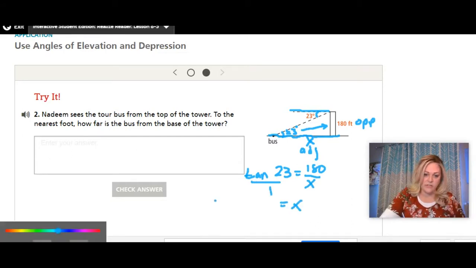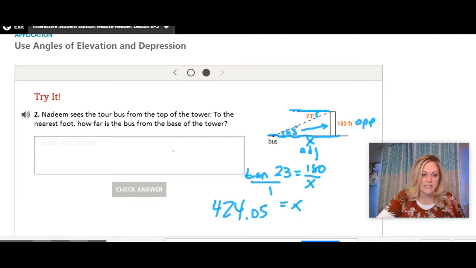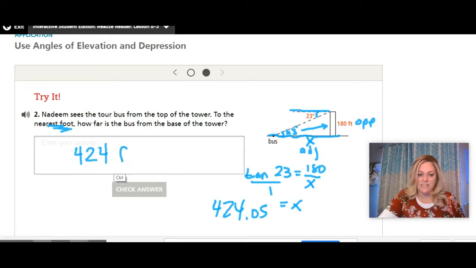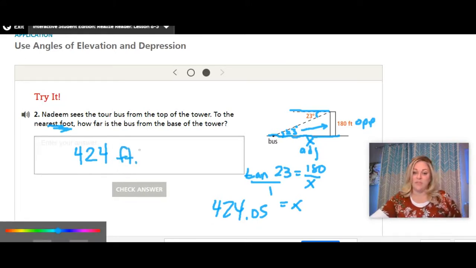I got 424.05, yada, yada, and it says round to the nearest foot. So I'm going to say 424 feet. That's how far the bus has to go.